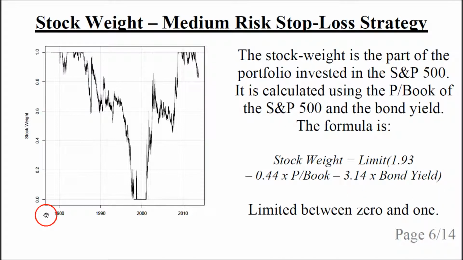And if we use the historical data between 1978 and 2013 for the price-to-book ratio and the bond yield, and we plug it into the formula for each day, we get this plot over here. But remember that the rebalancing is done annually. So let's say we start investing on 1st of January 1990. Then we look up the stock weight here, which is something like 0.7 maybe. During the next year until 1991, we use the same stock weight. We don't change it during the year.